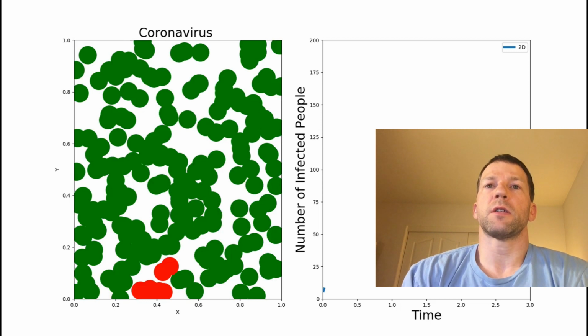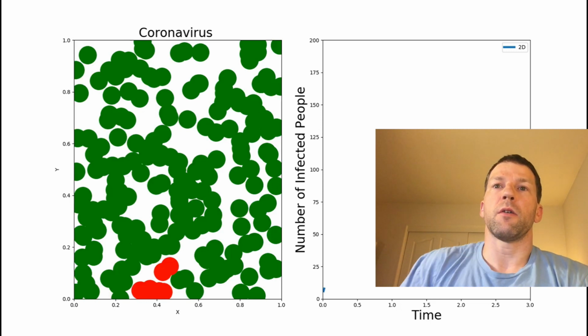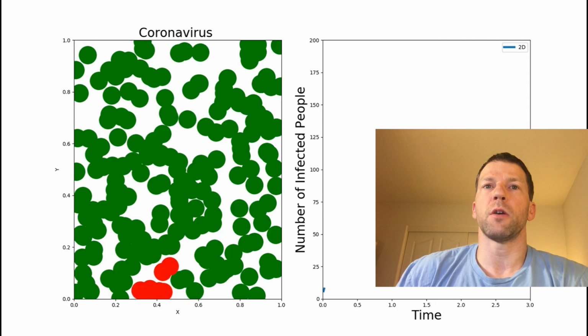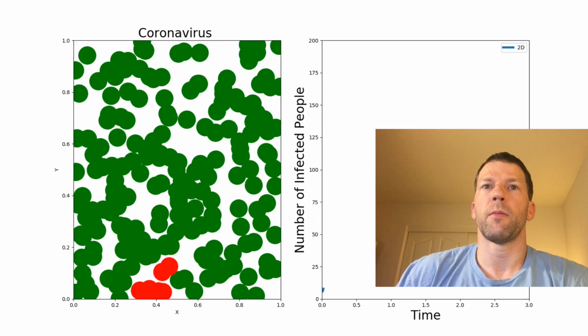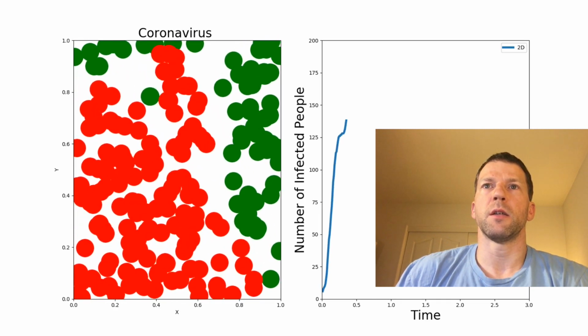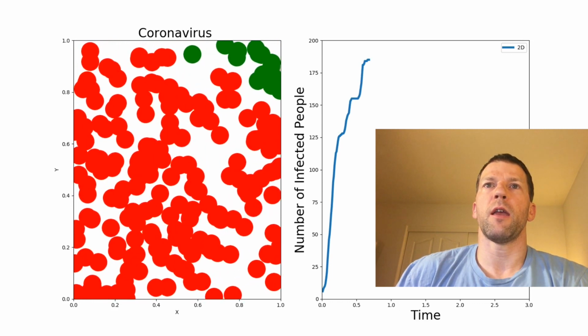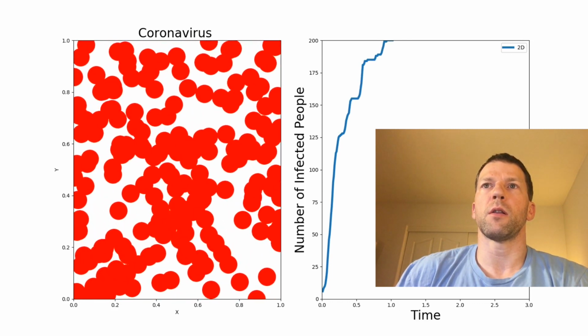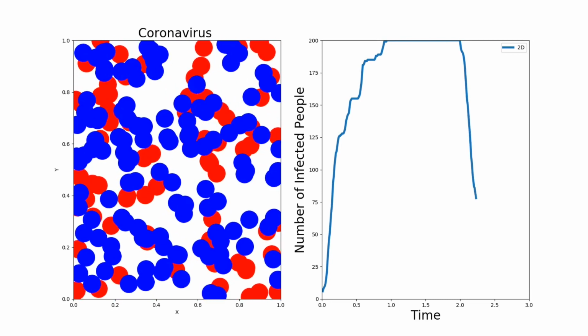Now let's see what happens when we increase the size of the spheres. Of course, the virus is going to spread faster because the particles are going to bump into each other more quickly. Let's watch what happens. Very quickly it spreads. It jumps way up so that everybody's infected pretty quickly, and then it dies away.